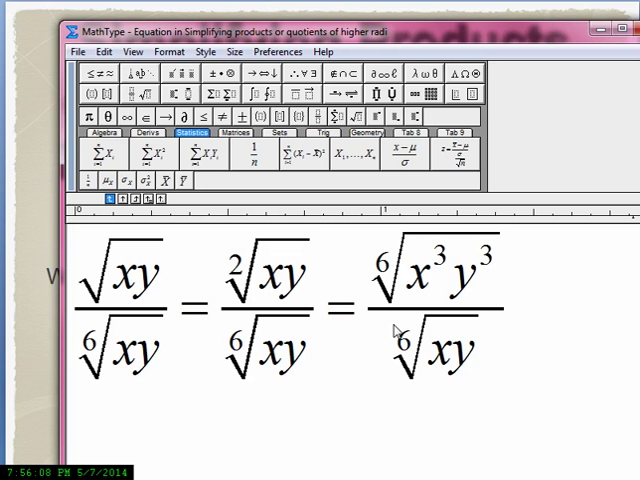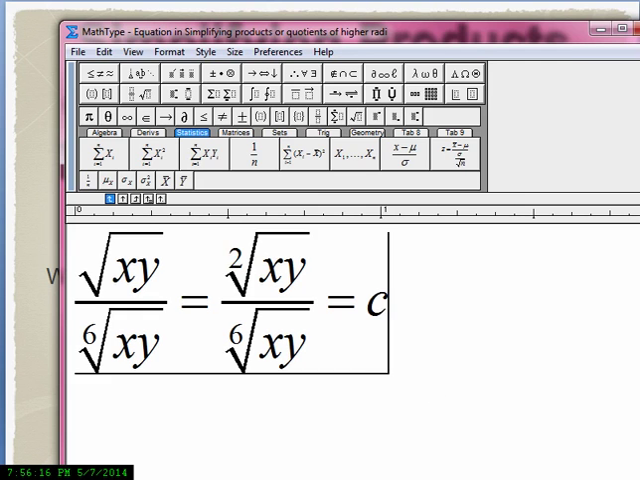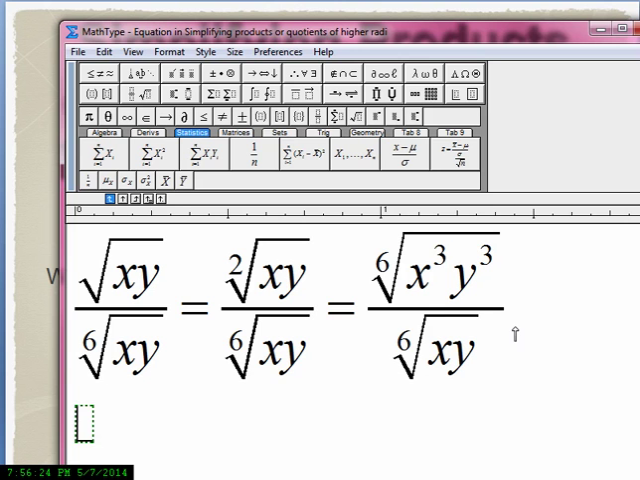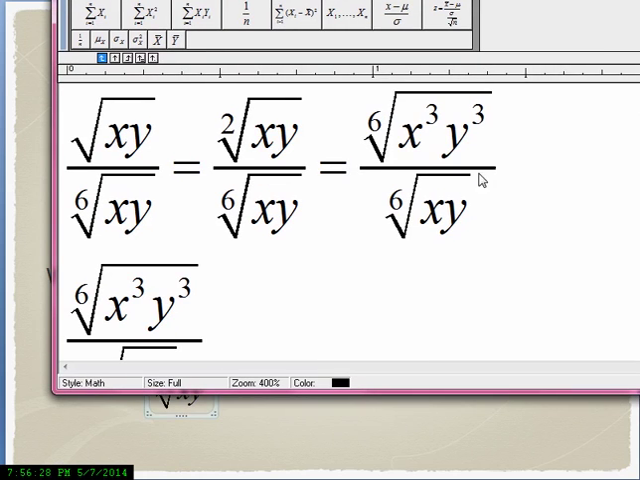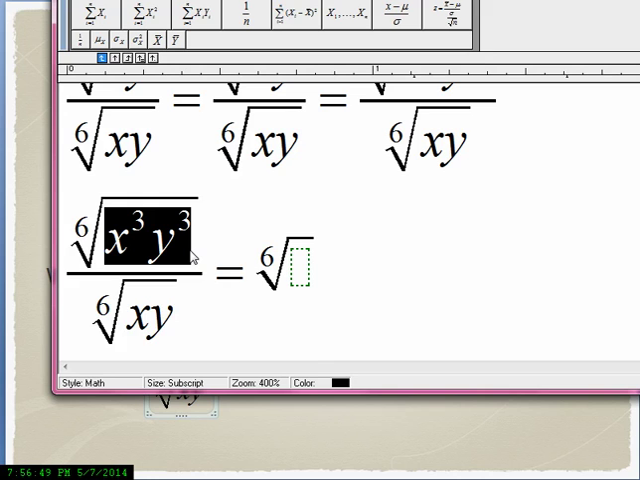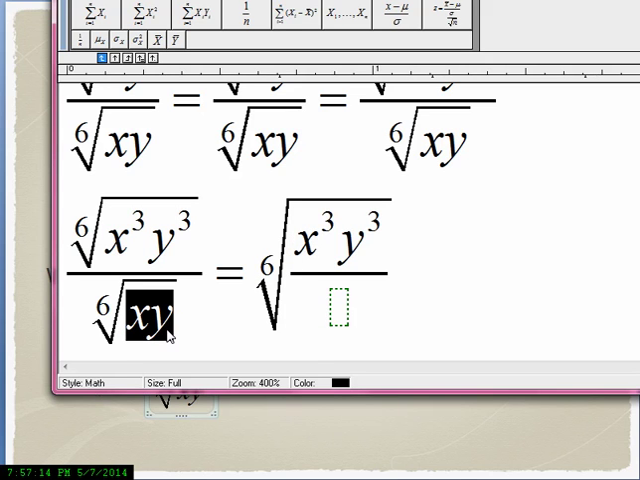Now that I have the same index, I'm going to rewrite this fraction underneath one radical. So I'm going to copy it. Actually, I deleted it. And write it downstairs. Let's move this up so you can see. So I'm going to rewrite this over one radical. So it's going to be the sixth root of the numerator, which is x cubed y cubed, all over the denominator of xy. So now instead of having 2 radicals with different indices, I have 1 radical.